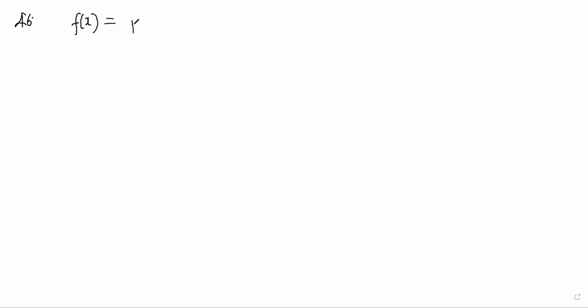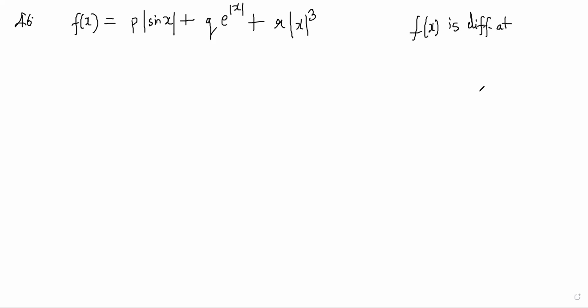Okay, f(x) is differentiable. So f(x) is equal to p mod sin x plus q e power mod x plus r mod x whole cube. f(x) is differentiable at x equal to 0. Then you have to find some conditions, right? So differentiable means it has to be first continuous. So let's do continuity first. Continuity at x equal to 0 first.